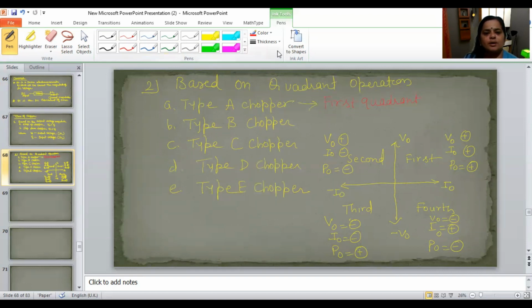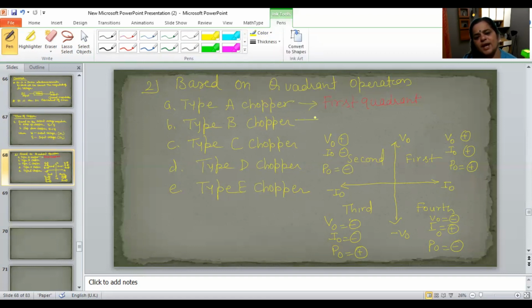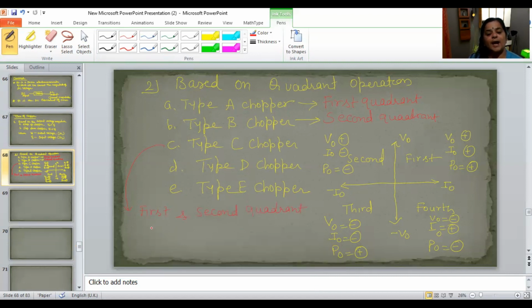Type B chopper is the chopper which operates in the second quadrant. Second quadrant means load voltage positive, load current negative, and power negative. Now, type C chopper basically operates in the first and second quadrants. So type C chopper is a two quadrant chopper and it operates in the first and second quadrants.